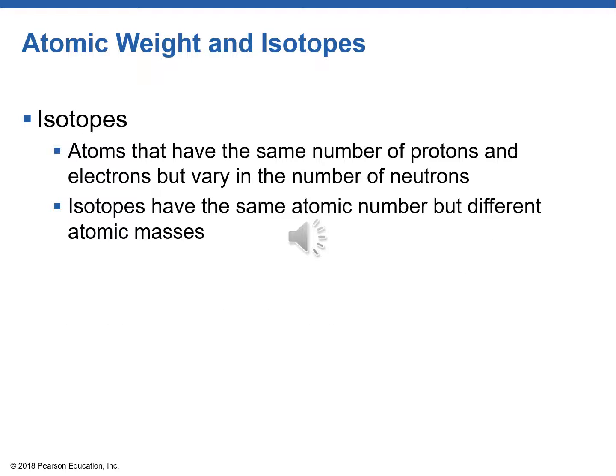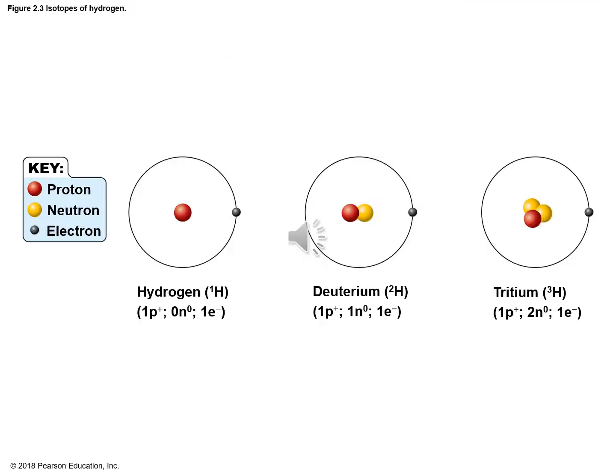Here is the definition of isotopes. It mentions that they are atoms that have the same number of protons and electrons, but they vary in their number of neutrons. And these isotopes do have the same atomic number, but they have a different atomic mass. And when we average all of them together, they make the atomic weight slightly different.